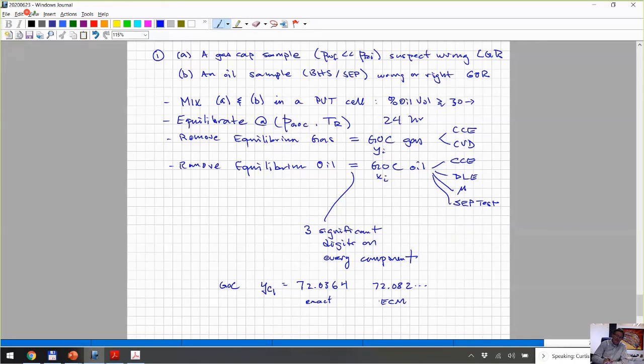And it doesn't matter whether the gas cap got the wrong CGR, the oil's the wrong GOR, because when they equilibrate, any components that were missing from the gas cap sample, particularly the heaviest components, are given by the oil when it equilibrates. And there's such small amounts that need to be moved over to the gas that it doesn't really affect the oil composition at all. And likewise on the methane, the methane equilibrates.